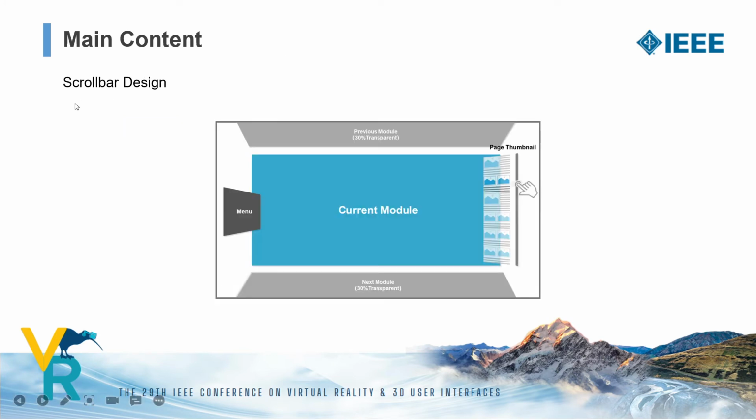Here is how the scroll bar looks. When the user uses the gesture to click here, they will be moved to the next or the previous section, and it will show a small screenshot for each page, so the user will know exactly where they are, and can also get an overview of the page.